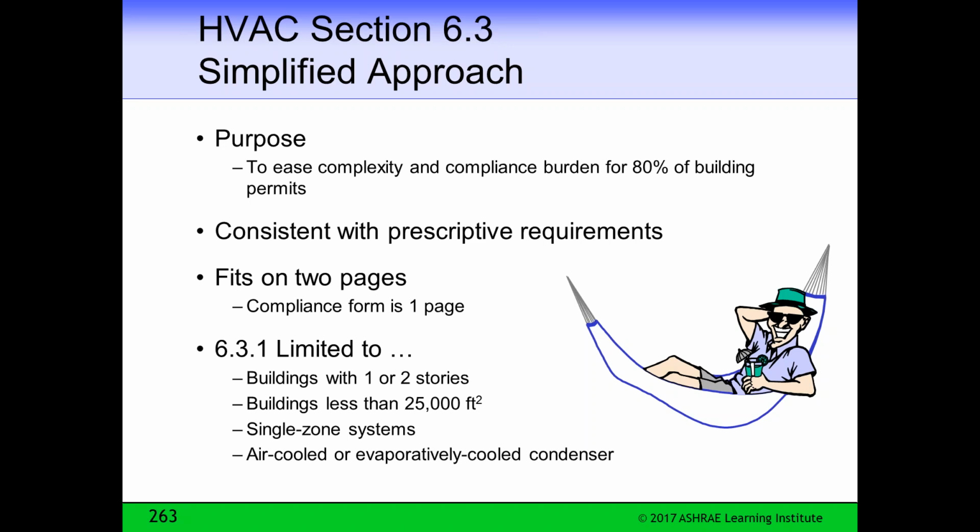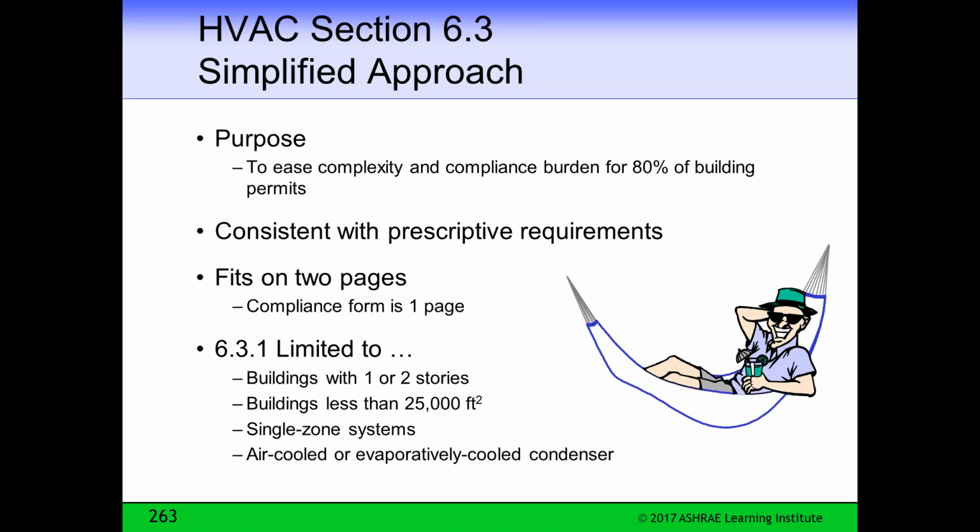The purpose of the simplified approach is to ease the complexity and compliance burden for 80% of the building permits, consistent with prescriptive requirements. So here's what we wrote. This was written for the 1999 code. It's supposed to ease the complexity for 80% of the building permits, because we found out that 80% of the building permits were for buildings 1 or 2 stories, less than 25,000 square feet, with single zone systems that were air cooled or evaporative cooled condensers.